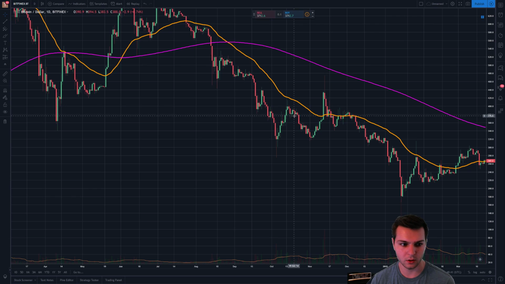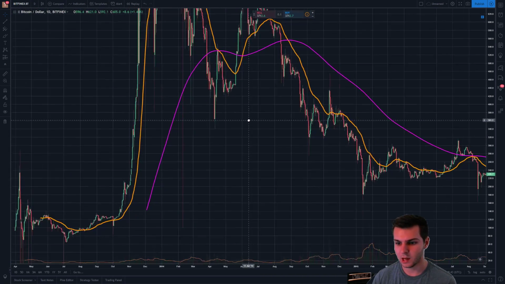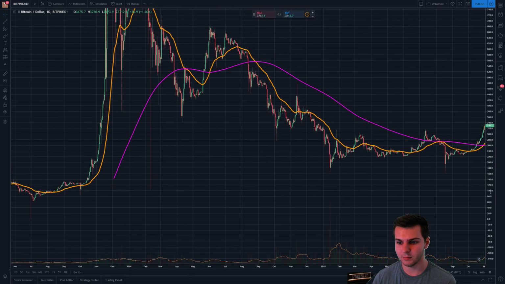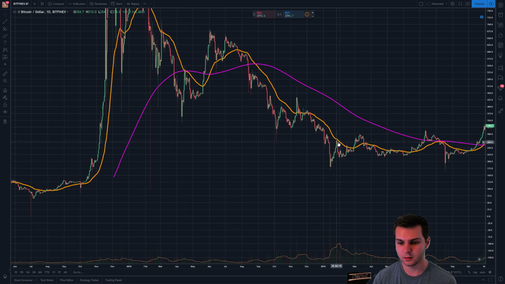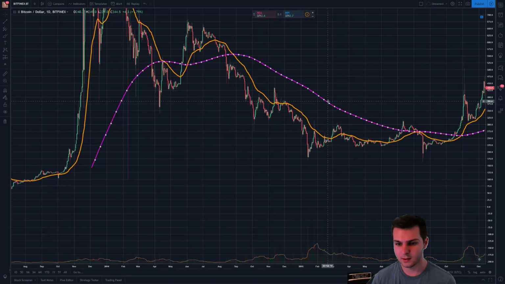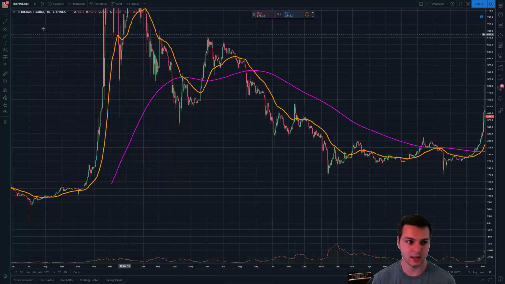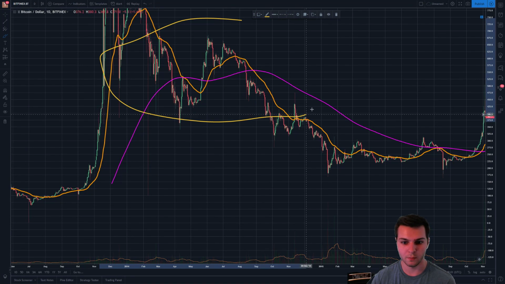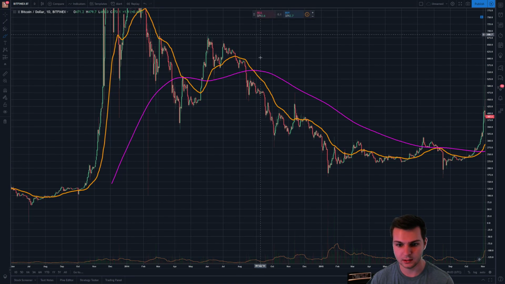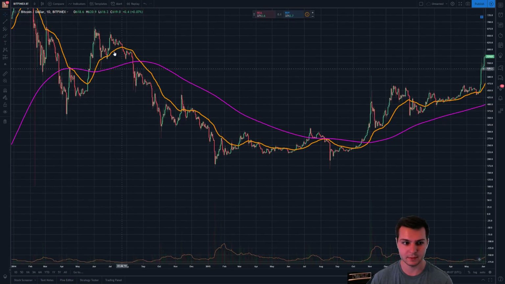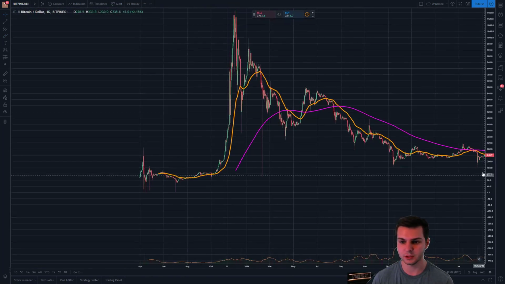Yes and no. I would argue that we're probably more down in here than we are over here, because I still see this as the giant descending triangle area. Let me circle this: everything in this area is all like 2018, and then this being like 2019. All right, so let's break this down.